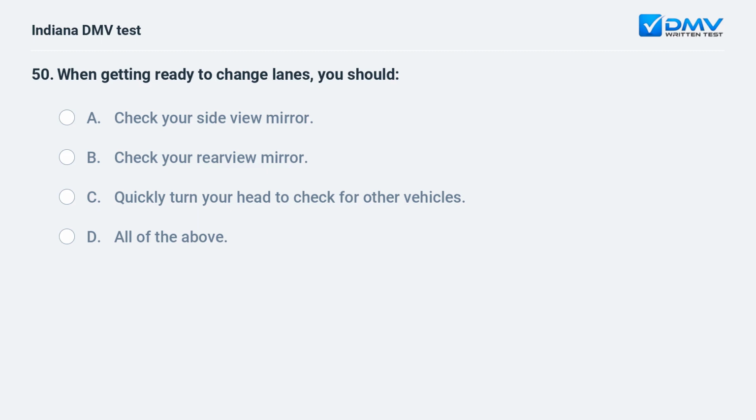When getting ready to change lanes, you should: a. Check your side view mirror. b. Check your rear view mirror. c. Quickly turn your head to check for other vehicles. d. All of the above.